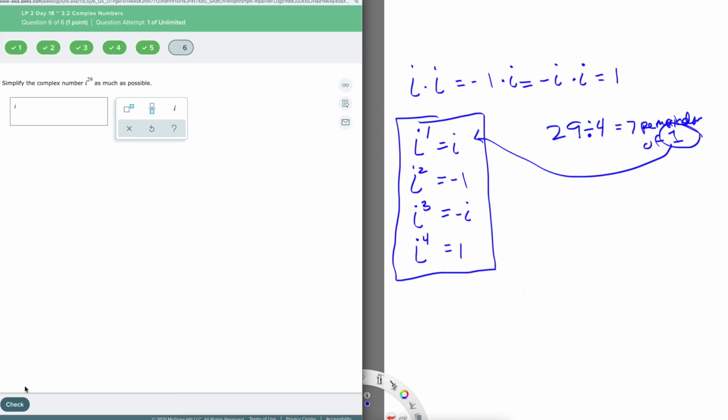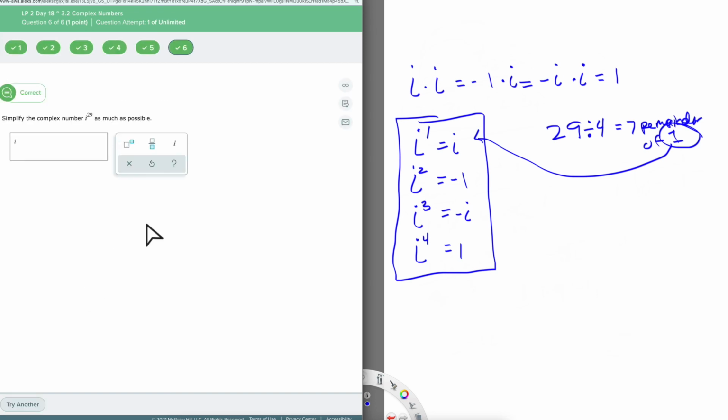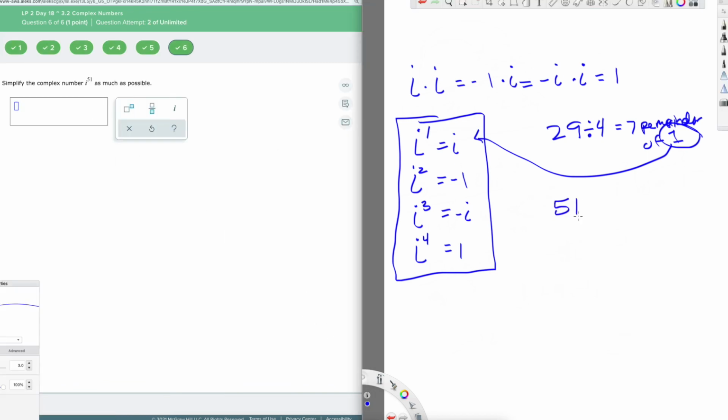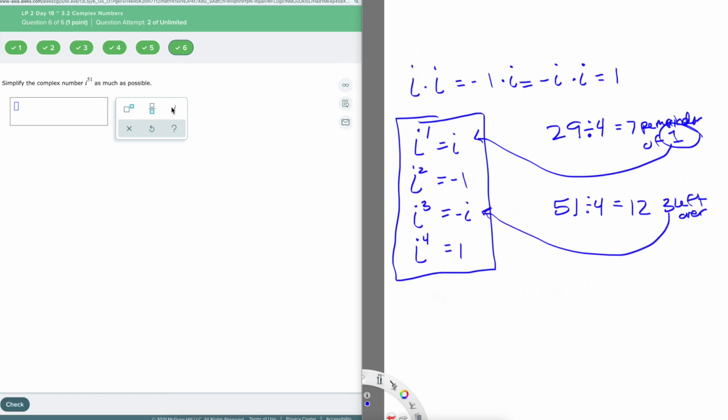So let's check. Perfect. And I want to try another one of these real quick just to show you, because I know that's a little bit different. So if I have 51, I'm going to divide by 4. And let's see, 51 divided by 4, what do we get? We get 12 with 3 remaining. So 3 left over, or remainder of 3. So I'm going to go over here and say that would be negative I. So I go negative I and check.